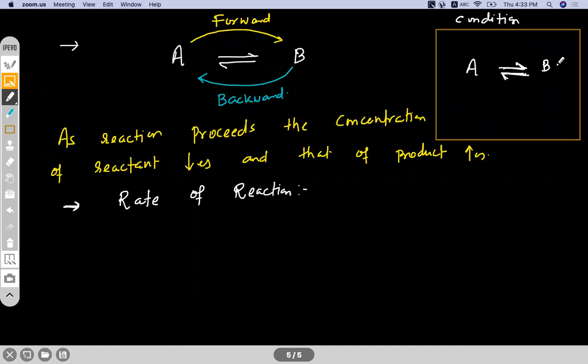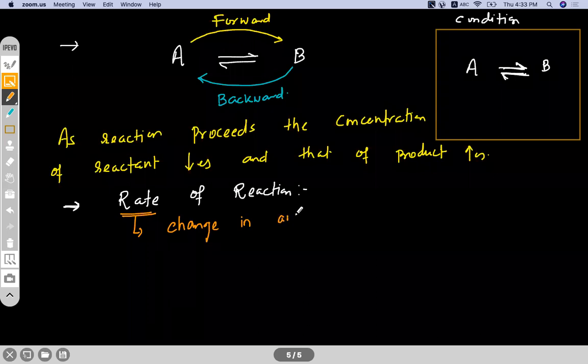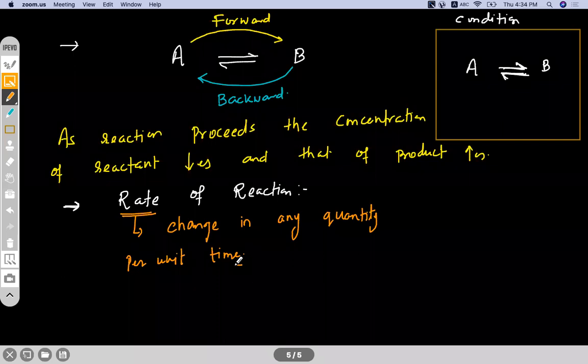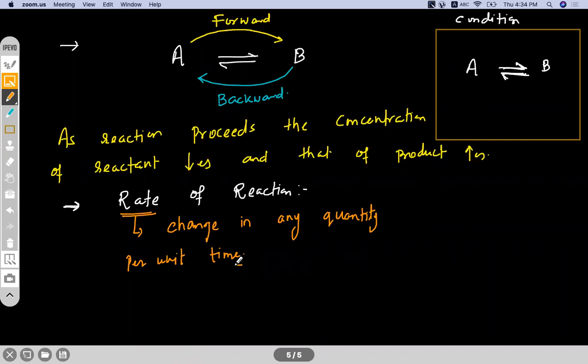Now, tell me, what do you understand by the term rate? What is rate? Per unit time, right? So rate is change in any quantity per unit time, correct? For example, velocity is what? Rate of change of displacement, right? So displacement divided by time is velocity, isn't it? Speed is rate of change of distance, means distance per unit time is speed.